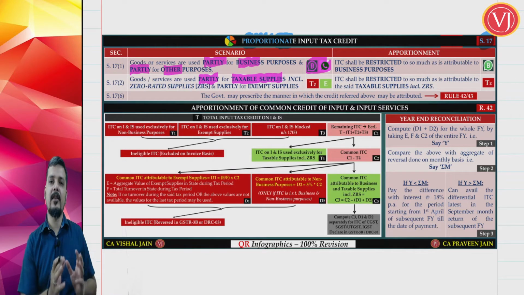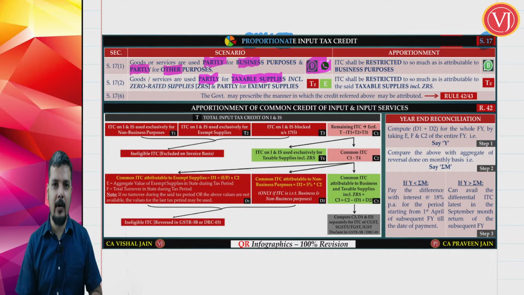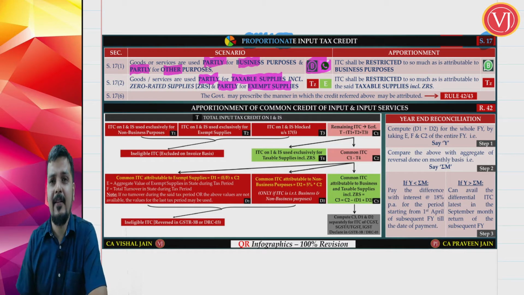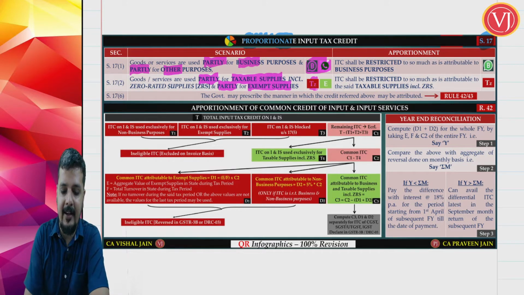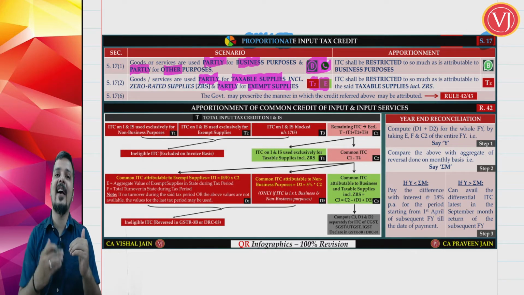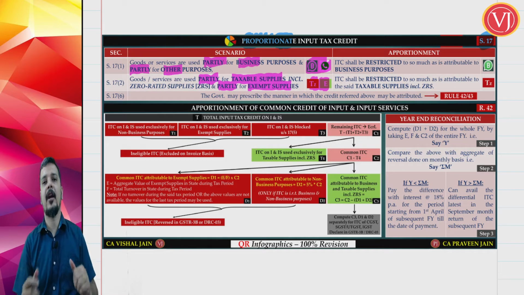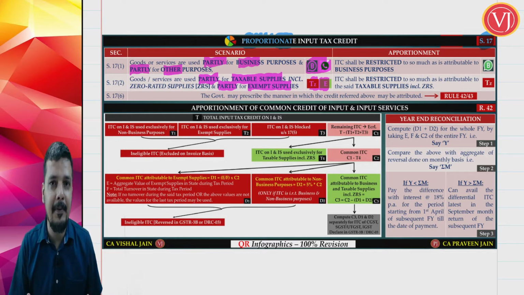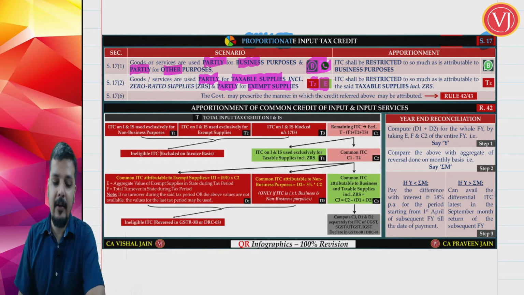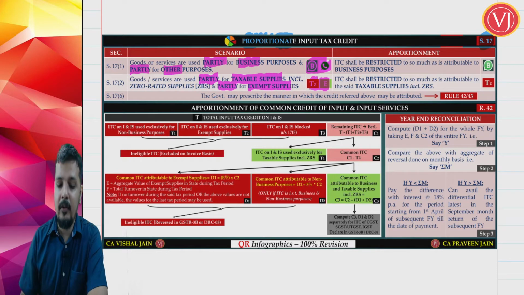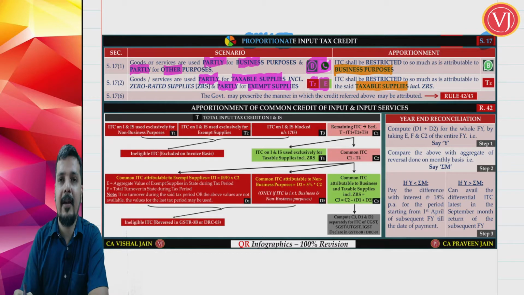So there are certain goods and services which are used for taxable supplies, including zero rated supplies, and also partly used for exempt supplies. In that scenario, again you talk about proportionate ITC, taxable as well as exempt. So when you talk about certain goods or services used for business as well as personal purposes, proportionate ITC. When goods or services are partly used for taxable supplies and partly for exempt supplies, proportionate credit. Friends, when goods or services are used only and only for business purposes and only for taxable supplies, you get full credit.